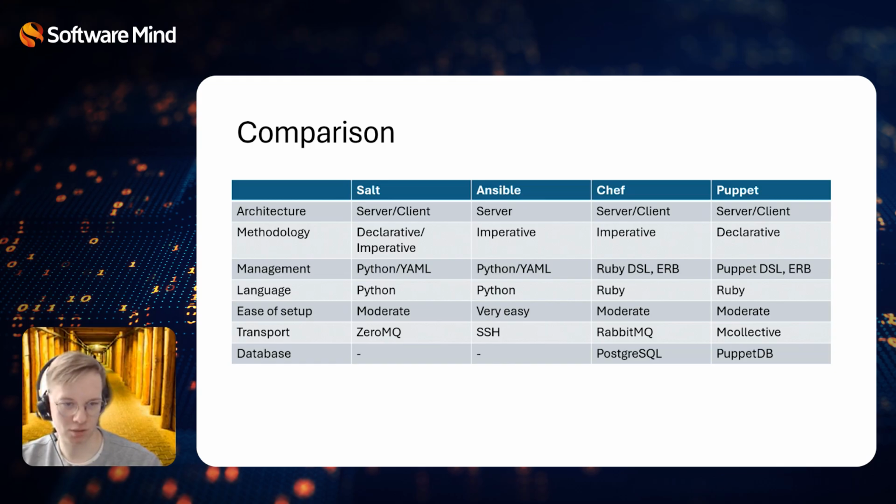not like apt install blah blah blah, etc. So as you can see here, this is the main difference between Salt and Ansible, because Ansible uses an imperative approach to manage machines and services. And in comparison to Chef and Puppet, you can see that Chef uses an imperative approach and Puppet a declarative approach.